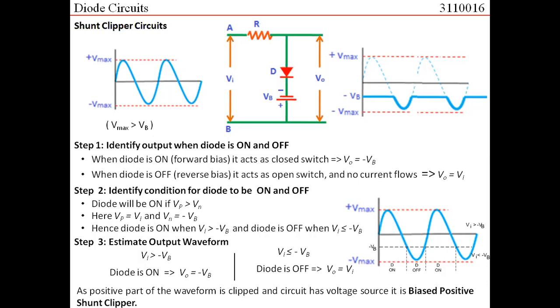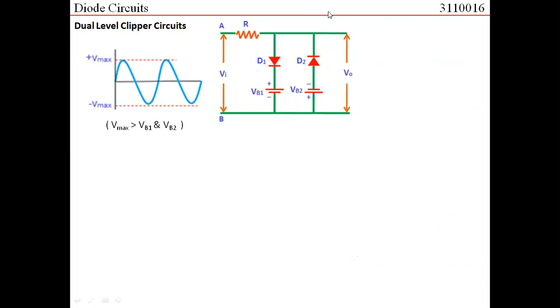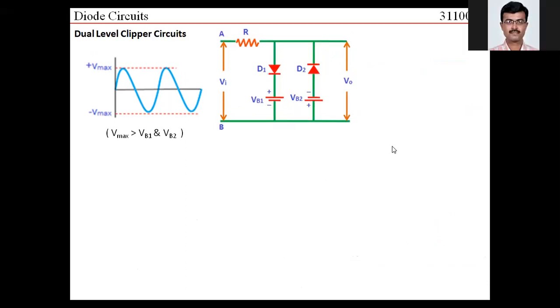Fine. Going to the next example, let us take an example where we have two sources, VB1 and VB2, and we are using two diodes. This example is basically a dual level clipper circuit, where some portion of the positive part of the waveform would be clipped, as well as some portion in the negative part. It means that the upper portion would have some clipping, and the lower portion would also have some clipping, right?